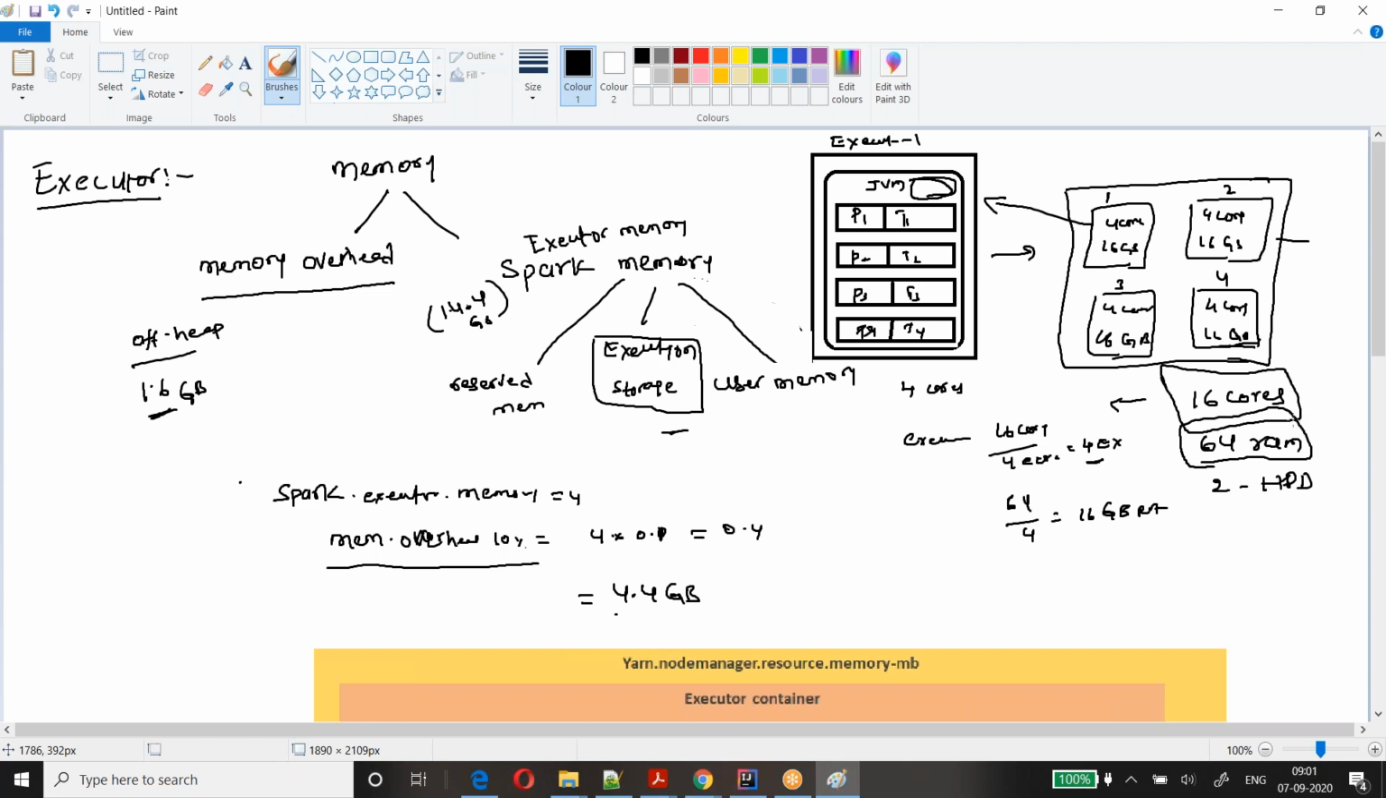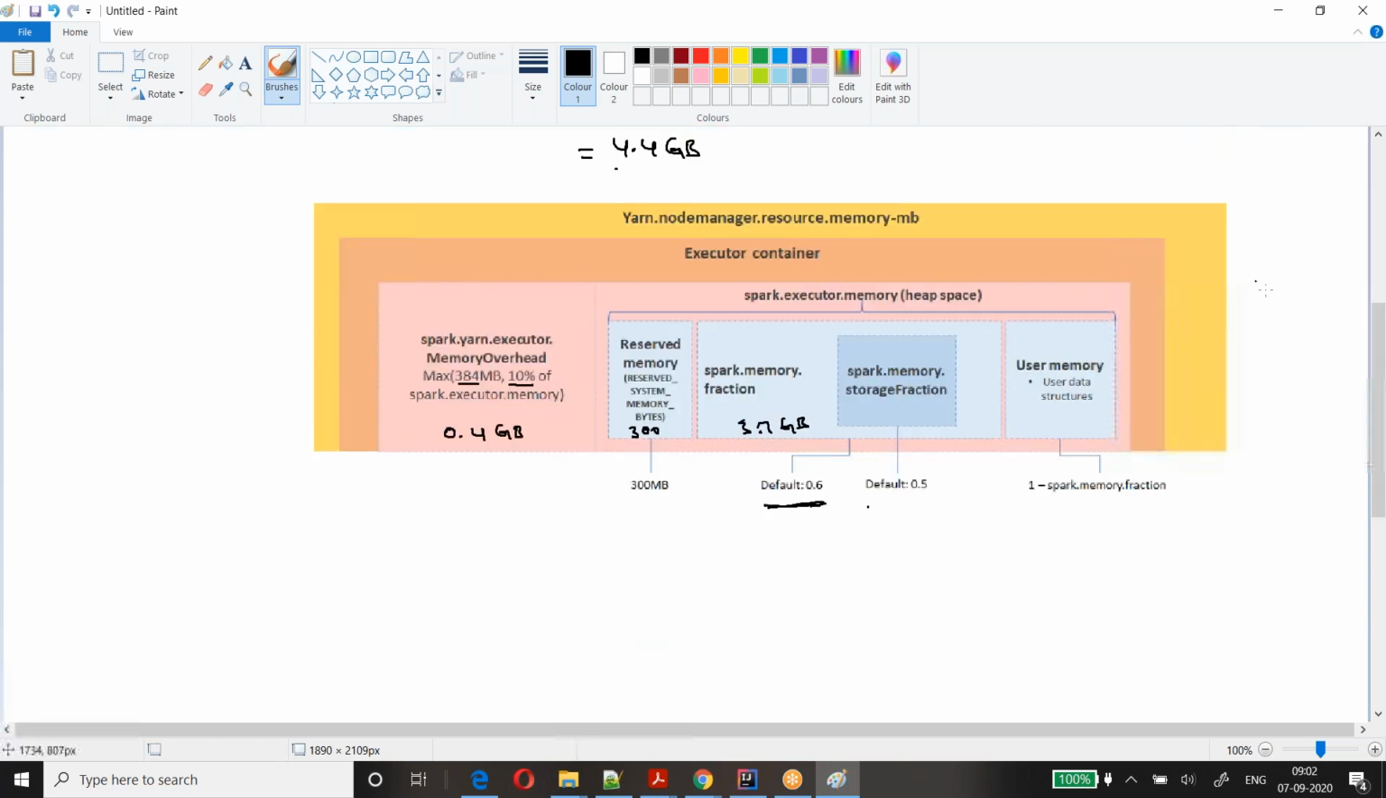People will keep asking for one formula. Hey, there is one formula. I don't know why they are always behind the formula. There is nothing like the formula, guys. This is the only formula. You understand now, right? If I have given this much amount of data, 10% will be memory overhead, and the remaining amount will be for the executor memory. That executor memory again divides into two categories. That's the only formula, nothing else. We don't have any other formula.